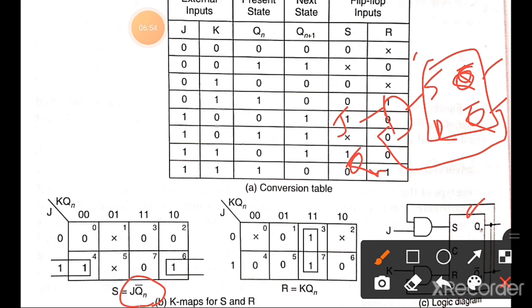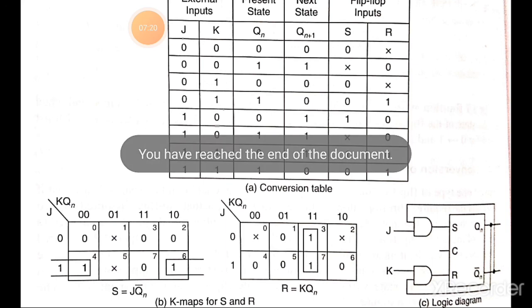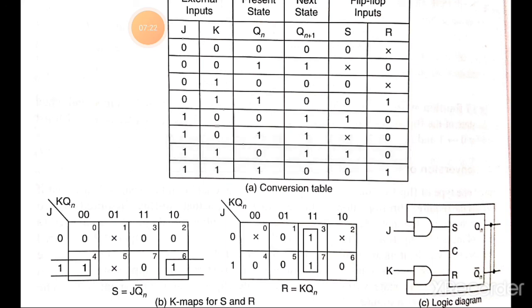And for R, this is the K input, K and Qn are here. So K here and Qn here, then AND operation is given. So this is the logical diagram that is represented here. Qn bar is connected to the J input and Qn is connected to the K input. Thus the conversion from SR flip-flop to JK flip-flop.